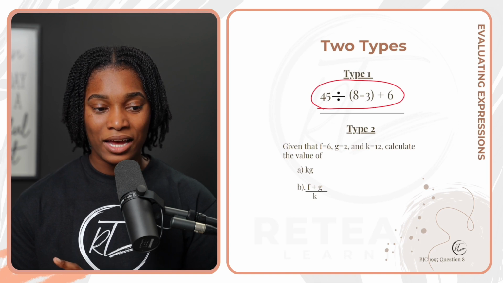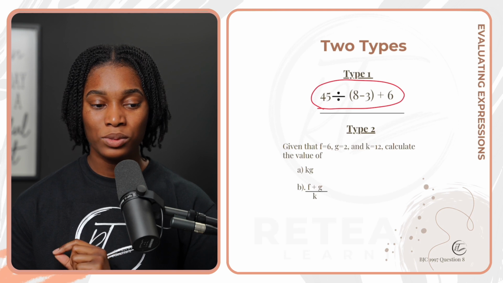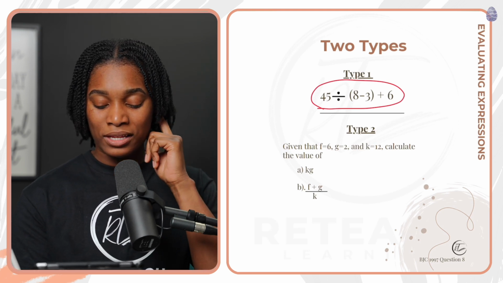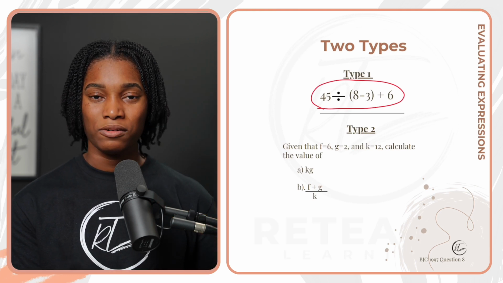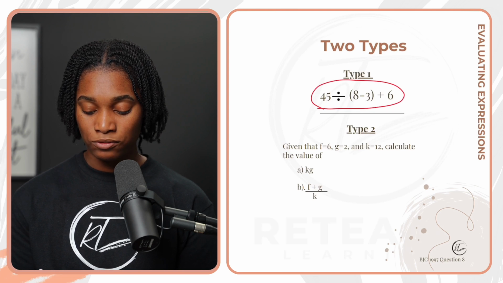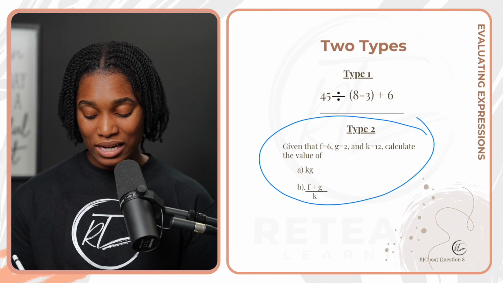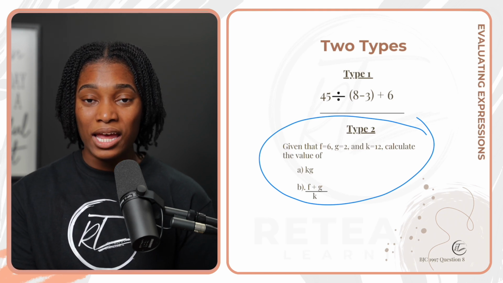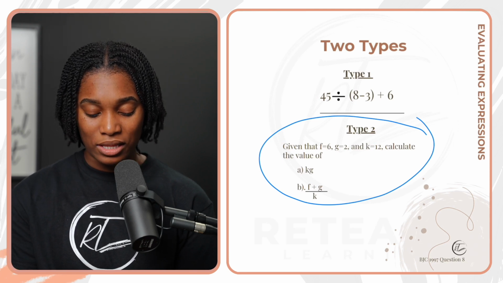And then the second type is where they tell you that F is equal to 6 and G is equal to 2 and K is equal to 12. And then they say, calculate the value of these things, A, B, and they give you some expressions there. So we're going to focus on type number 2 during our time, and not the first one. And once again, you want to check out that video on order of operations, or PEMDAS. That will help you to answer questions like type 1. So let's get into that.